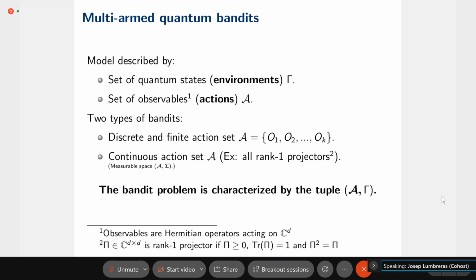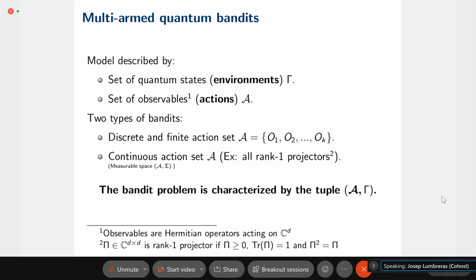We have extended this stochastic bandit problem to a quantum learning scenario, and this is the multi-armed quantum bandits. The model is described by two things. One is a set of quantum states that we call the environment, and the other one is the set of observables that we call the actions. The observables are just Hermitian operators.